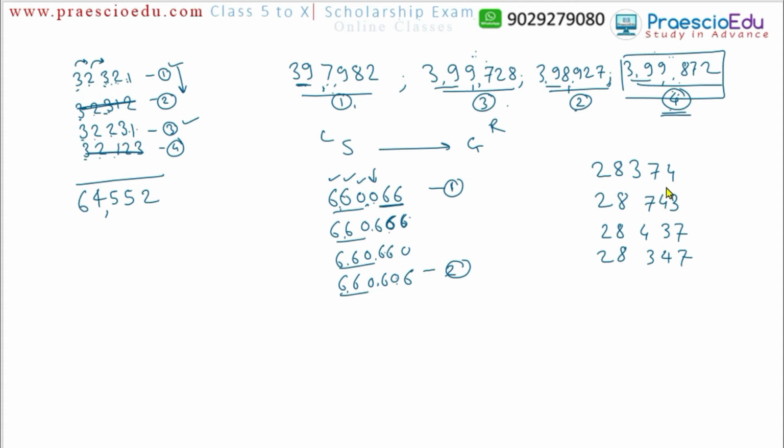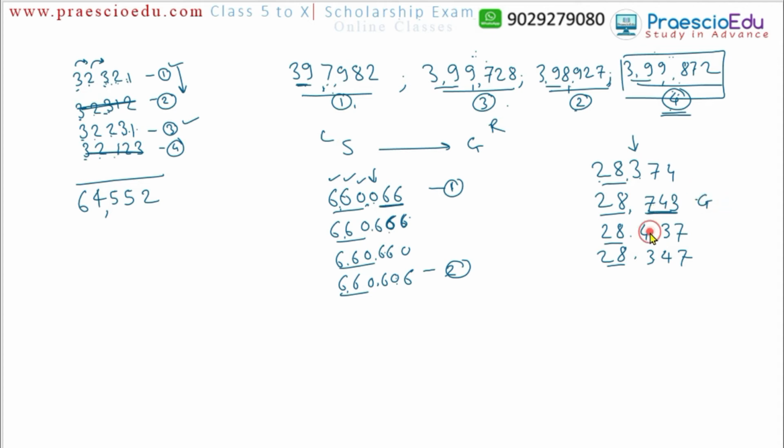Now in this one, we only have to find out which is the smaller number and which is the greater number. On 28,000, all the numbers are the same, which means these digits are the same, so we will compare on a hundreds-digit basis. Here 3, here 7. Here 4 and here 7. So this 7 is the greater number, and I just mark it with a G for the greatest number.